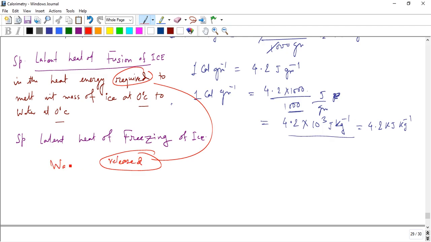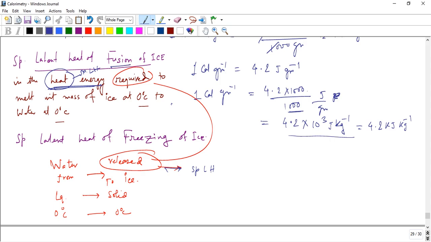From water to ice. From water to ice. So liquid to solid, but the temperature may be 0 degrees centigrade for liquid water and 0 degrees centigrade for ice. So heat is released. This heat is called specific latent heat.